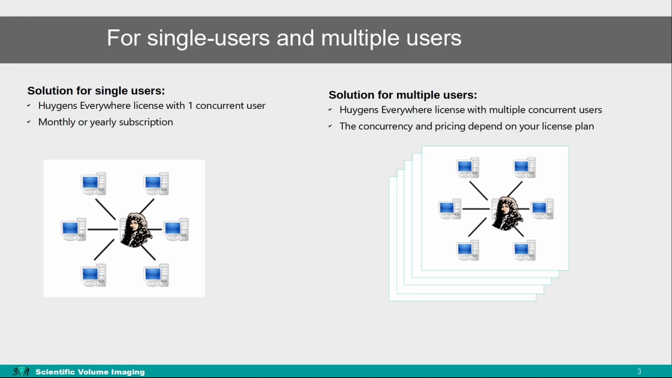Huygens Everywhere is our access mode for both single and multiple users. For temporary usage of Huygens, users can purchase for instance a monthly or a yearly subscription. When purchasing or upgrading your license, a license plan for one or multiple concurrent users can be made. Good to know is that there aren't any limitations regarding the maximum number of concurrent users.